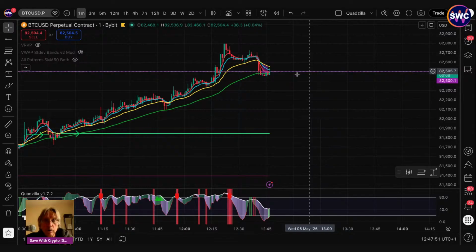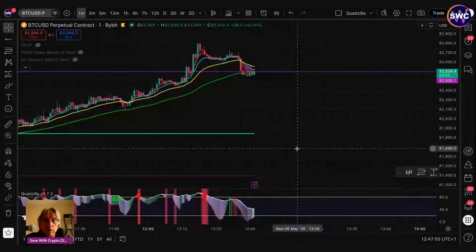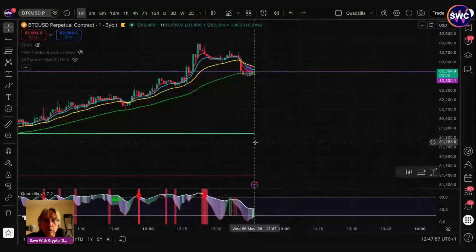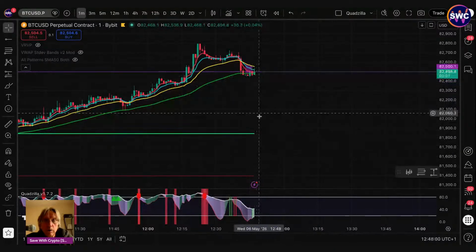Okay, so right, the price has come down here a little bit now. I'm starting to get this bit of green here on this 1 minute time frame.